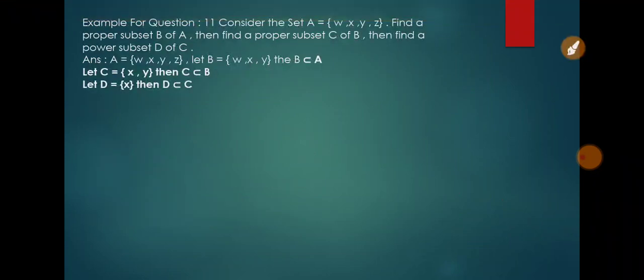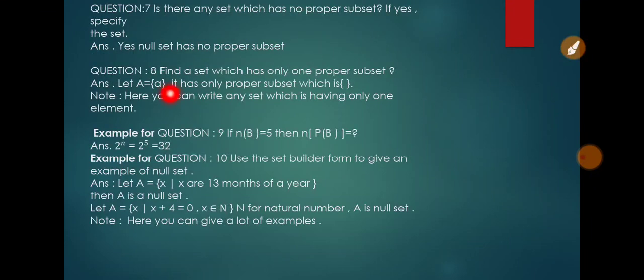Here you can write any set which is having only one element. Okay, this is up to you. You can write any set. Just suppose if I write here A is equal to {a}, you can take B is equal to {c} or D is equal to this and this. This is up to you, but you have to prove this condition. Find a set which has only one proper subset.